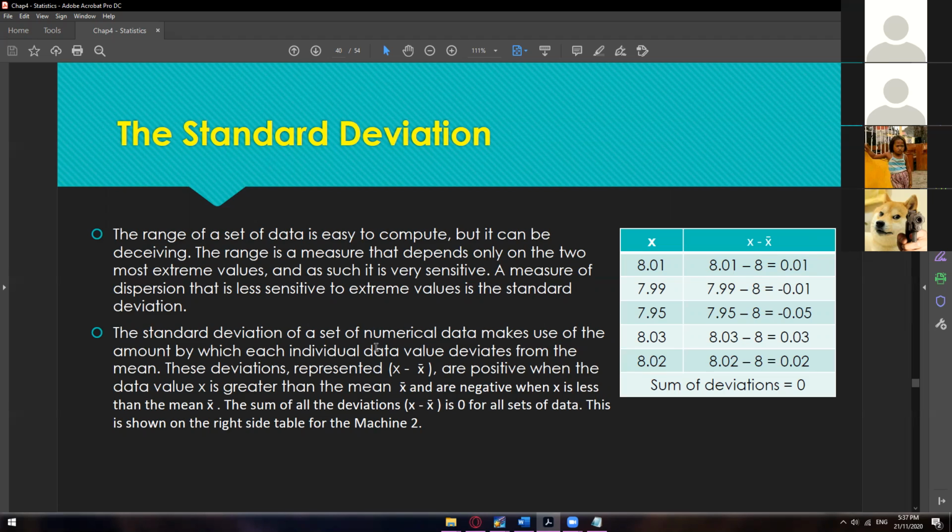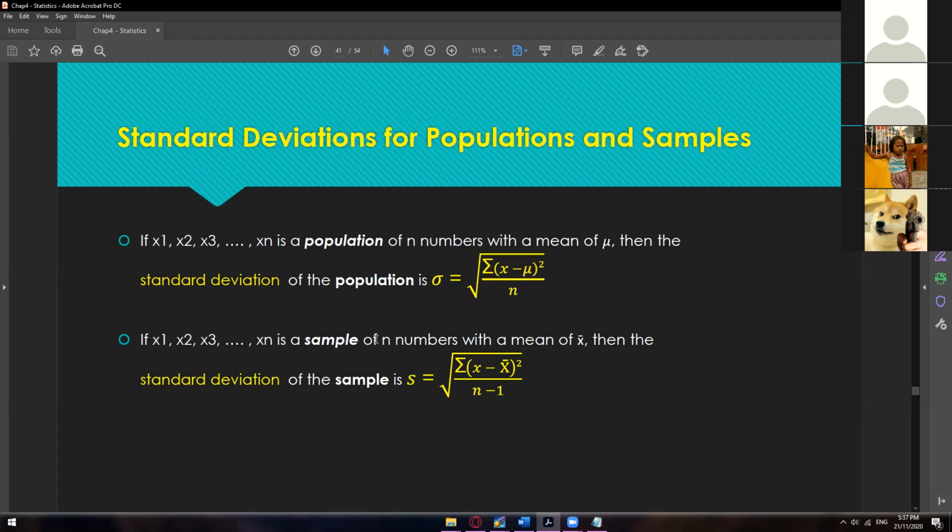Then we have two different kinds of deviations. One is for the population, for the entire count of data, and the sample is just a portion of that population. For the population, we have this kind of formula. If x1, x2, x3 up to xn is a population of numbers with a mean of mu, then the standard deviation of the population is, what do you call this one again?